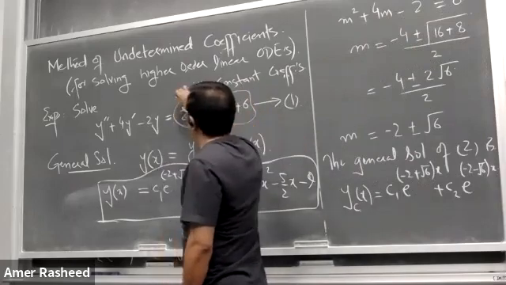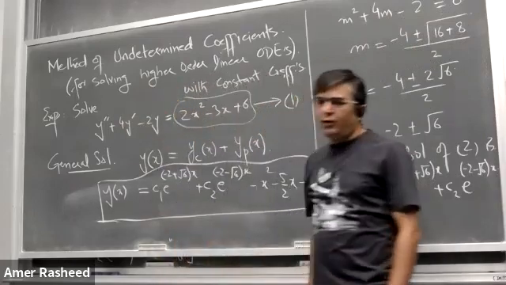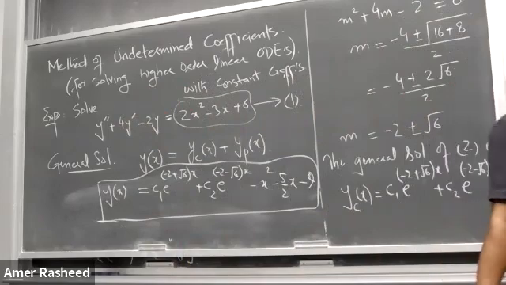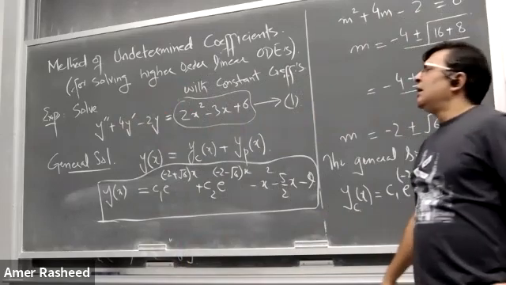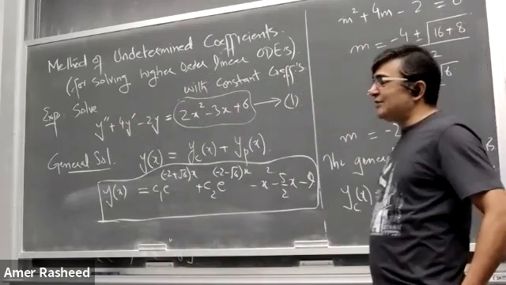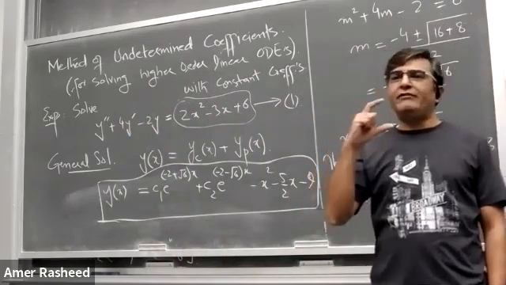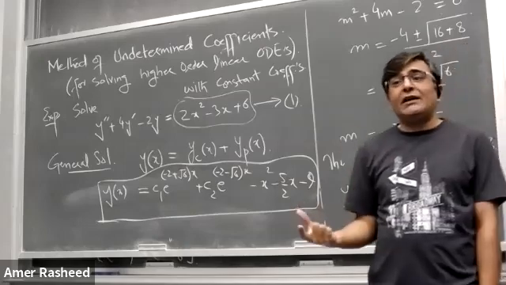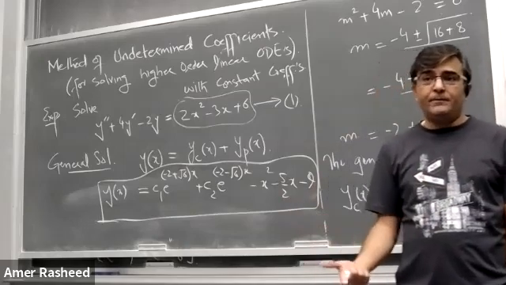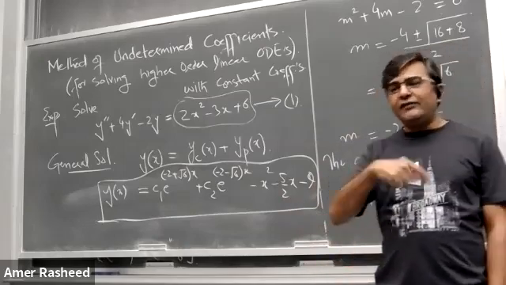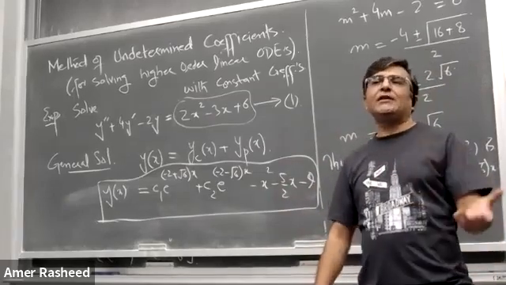The question is, how do we know that the form of the particular solution is a polynomial of degree 2? We assume a particular solution by looking at the right-hand side function. If the right-hand side function is a polynomial of degree 1, we assume the particular solution as a polynomial of degree 1. If the right-hand side is constant, we assume the particular solution as a constant.